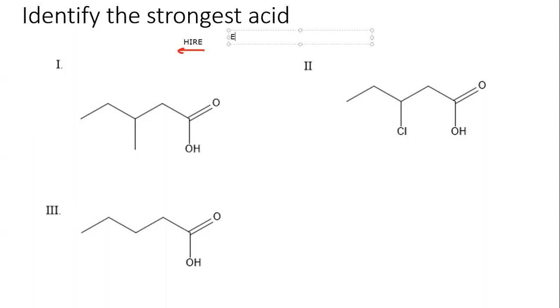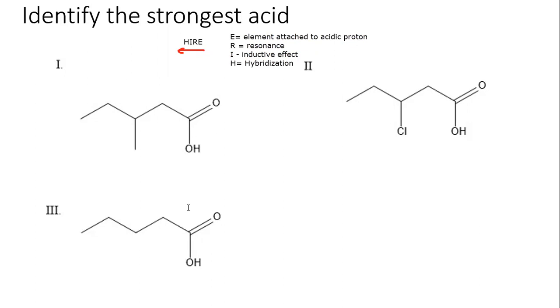So E stands for the element attached to the acidic proton. R stands for resonance. I stands for inductive effect. And H stands for hybridization. So this is the hierarchy that you would use to help evaluate the different organic acids. This even works for inorganic acids as well.